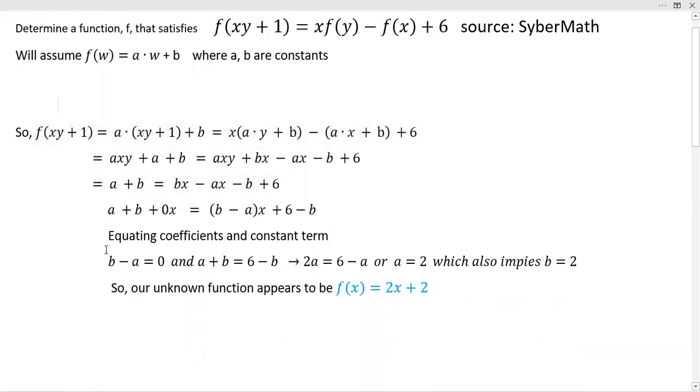Now, you can see what I did. I wrote down the left-hand side here, f of xy plus 1. And I think you guys can see what I did. I just made the substitutions in the appropriate places. This piece right here is still the left-hand side of the equation, right? And this piece right here, of course, is just the right-hand side of the equation. Now, the rest of this is more or less just about collecting like terms and equating coefficients, it turns out.